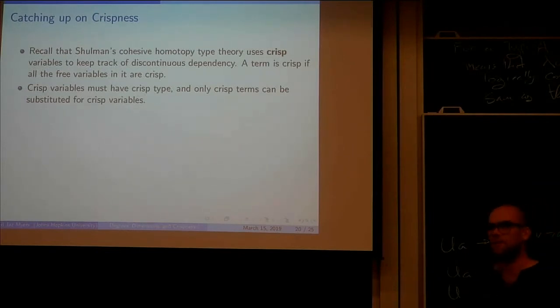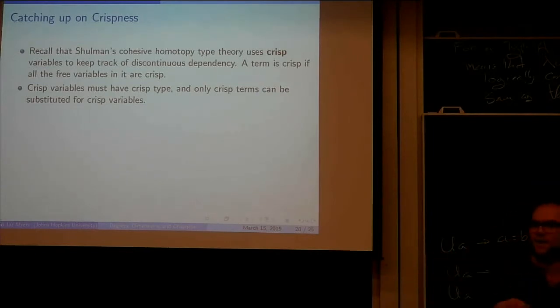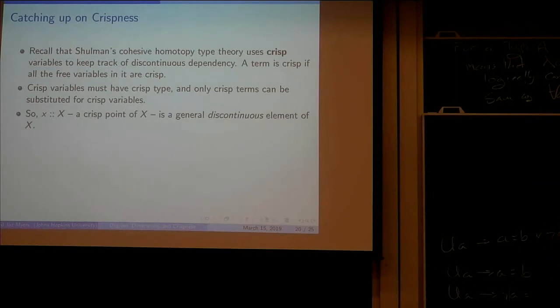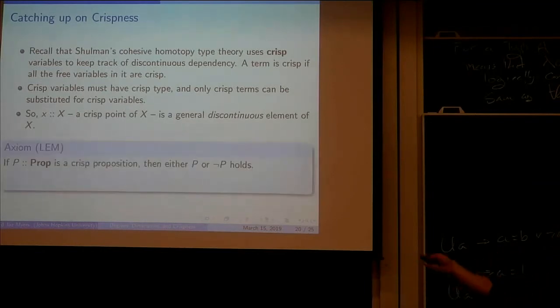So if you're a type theorist, this is that, you know, the dependency goes backwards in the context. Right? So we think of a crisp point as a variable that's discontinuous, or a discontinuous point. So we add an axiom, a classicality axiom, which says that discontinuously every proposition is either true or false.